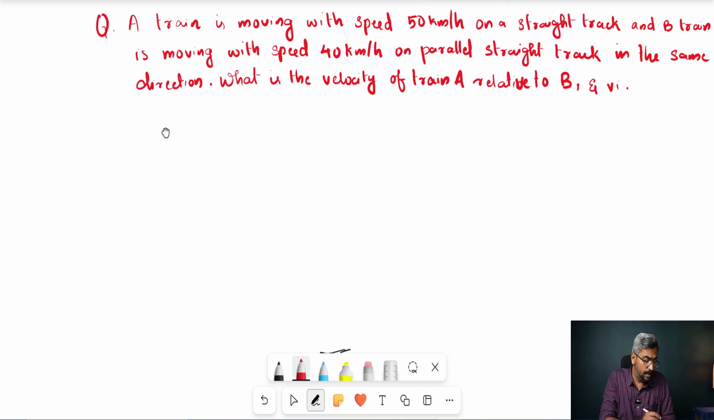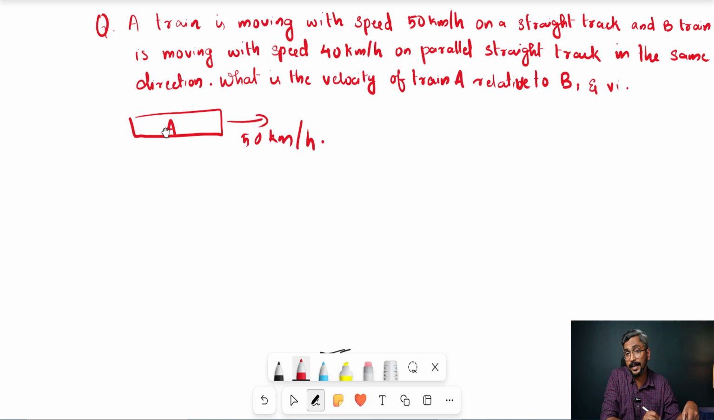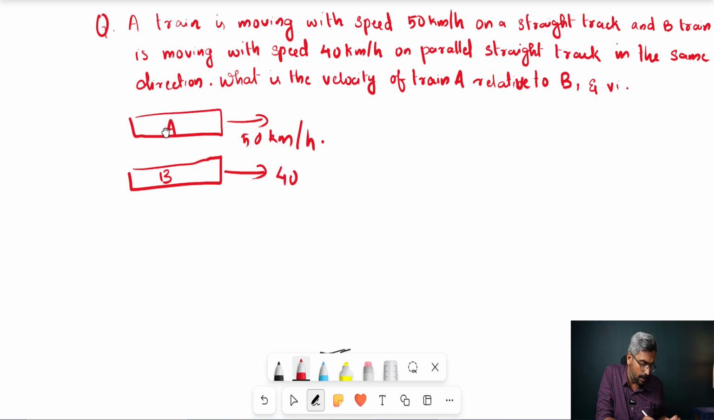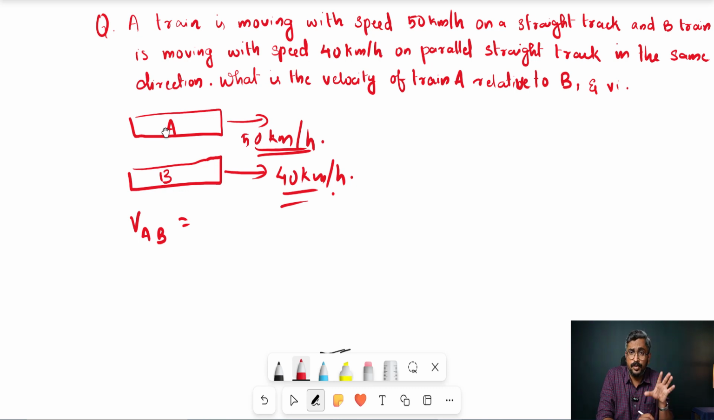In the question, you have a train, which I'm naming train A, moving with a speed of 50 kilometers per hour. It was already discussed in class, but I'm explaining it again. Another train, named B, is moving with a velocity of 40 kilometers per hour on a parallel straight track, in the same direction. What is the velocity of A with respect to B? Both speeds are given with respect to the ground, so there are no issues here. It's a straight question.